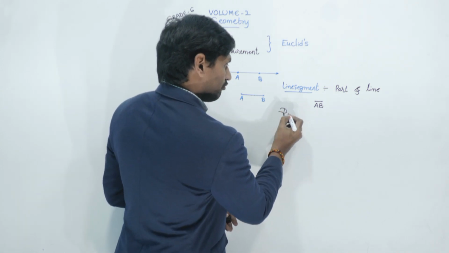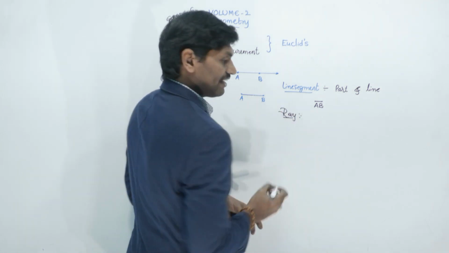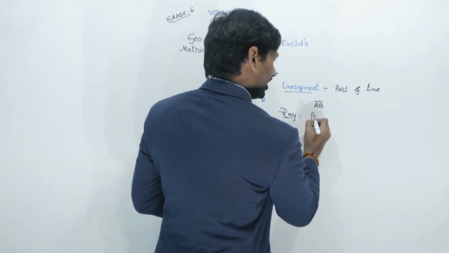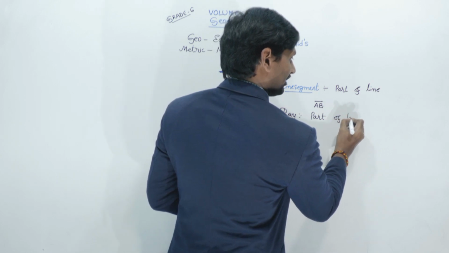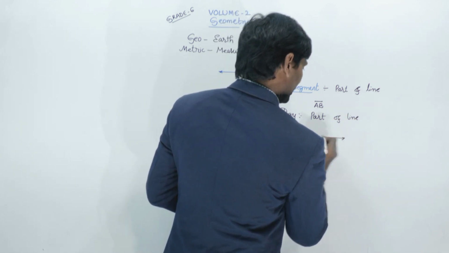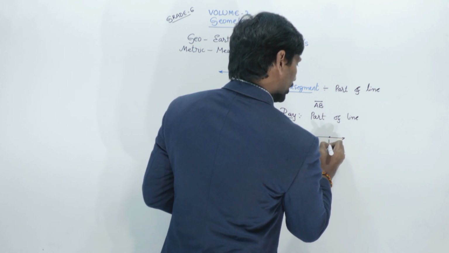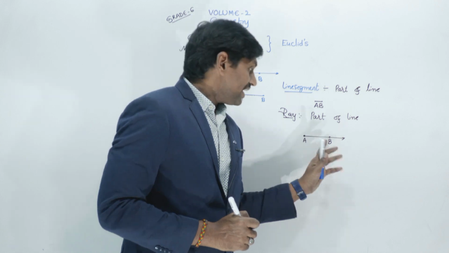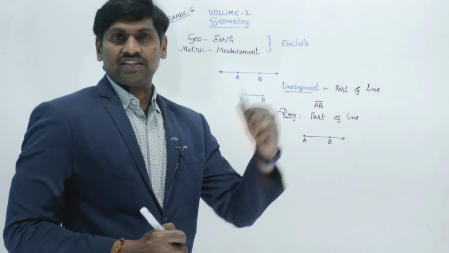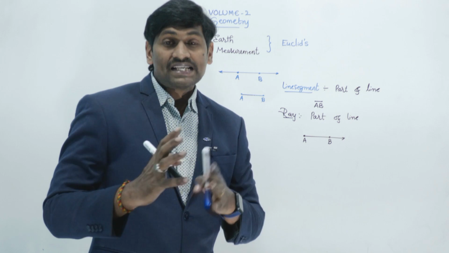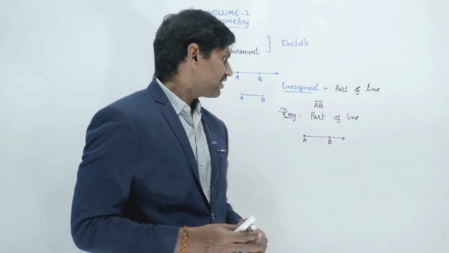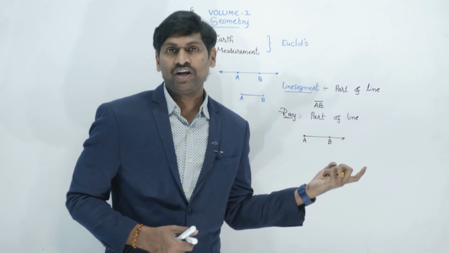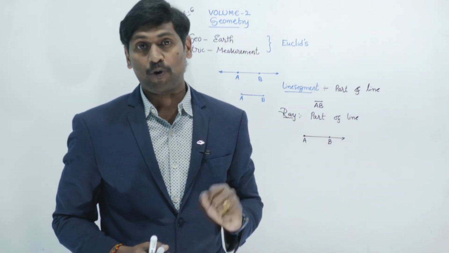Now coming to one more, that is ray. Ray is also a part of a line. But a ray has only one end point, and on the other side it can be continued like that. There is no second end point for the ray. A line segment has 2 end points, a ray has only one end point, and a line does not have any end points.